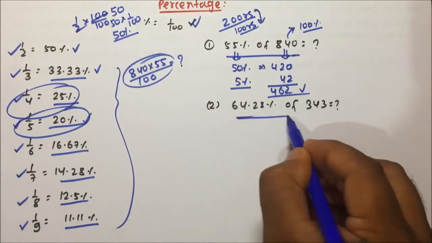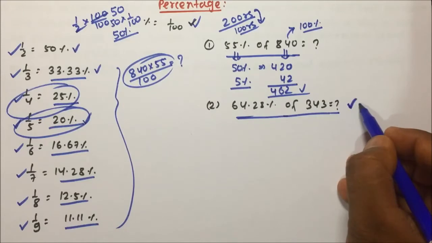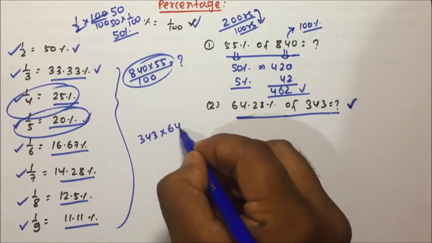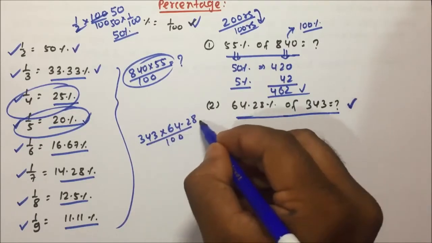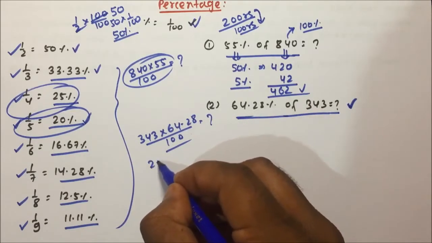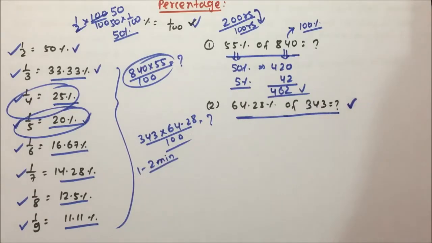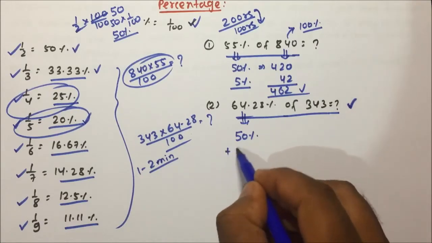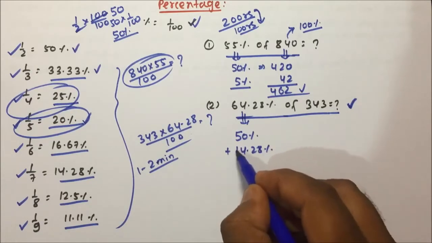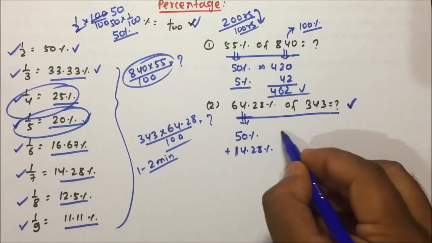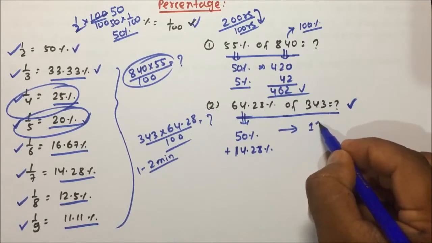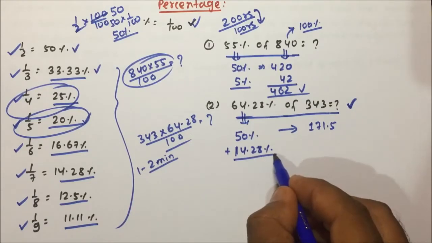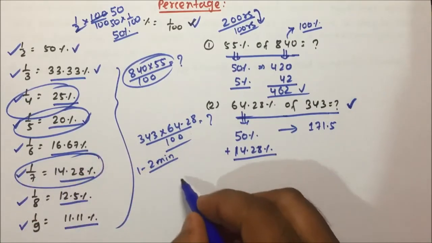Now 64.28% of 343. Now this question you have to solve, and this is a good question. Now how are you going to solve? 343 into 64.28 divided by 100. Okay, solve. Let's see how much time it is taking. It will take 2 minutes minimum. 1 to 2 minutes minimum it will take. Now let's see what I am going to do. So I will say this is 50% plus 14.28%. Now what will be the 50%? Half of this. So 17 into 2 is 34 and 1.5 is 3. 50% we got. Now 14.28%, which is nothing but 1 by 7.